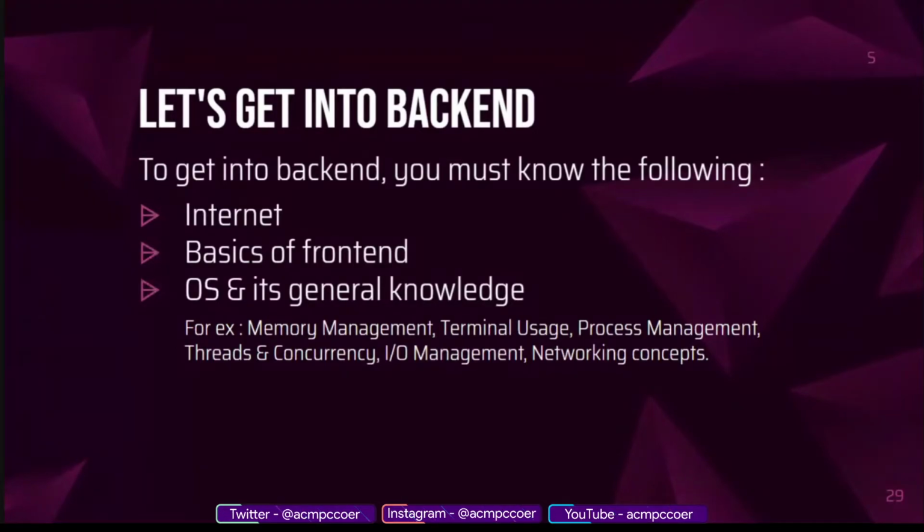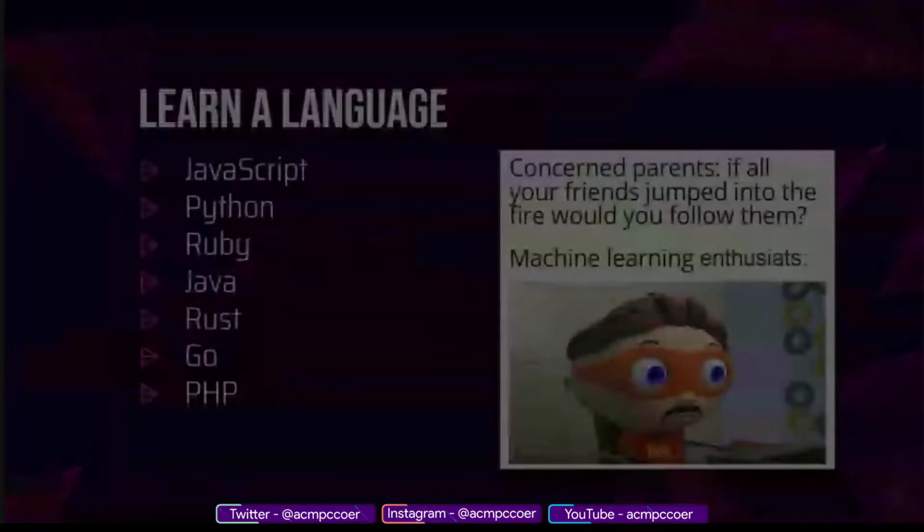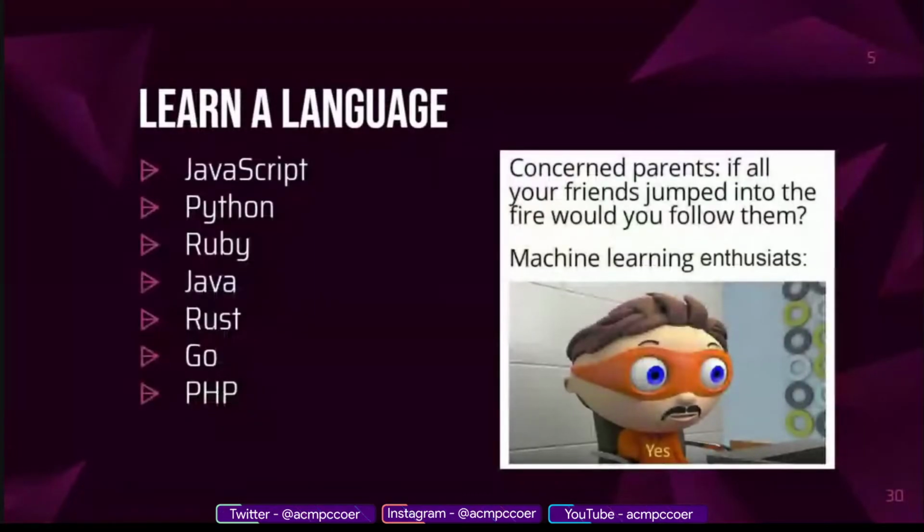Memory management, that will be used for load balancing. Terminal usage, because you're going to be installing a lot of repos, lot of npm packages. Process management, threads and concurrency, IO management, and networking concepts. These are all essentials if you want to get into when you're starting backend. So you need to pick a language. So here's that debate again, which one to pick. Here we've got the option of JavaScript, Python, Ruby, Rust, Go, PHP.